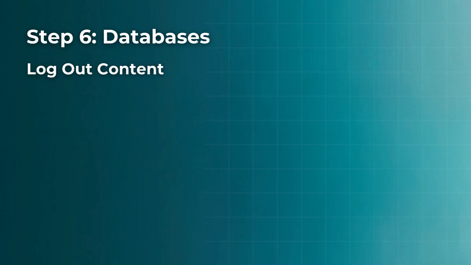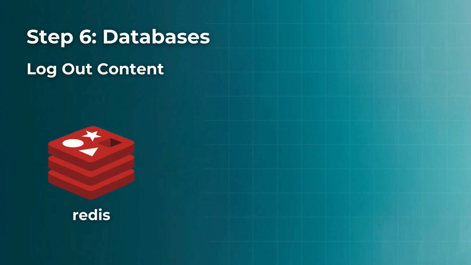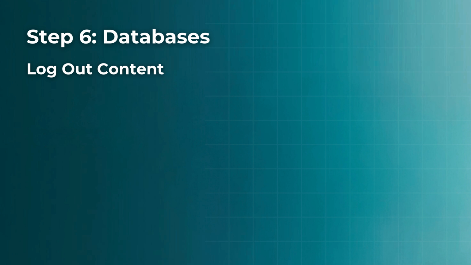Finally, when a user logs out, we need to remove any session information that's stored, either on the server or the client side. This ensures that once they're logged out, they can't access any protected areas without logging in again. Now, to manage sessions effectively, we often use Redis or another fast key value store. Redis is perfect for this because it supports super quick reads and writes, which is exactly what you need when dealing with session data. Let's take a look at the schema for managing sessions.